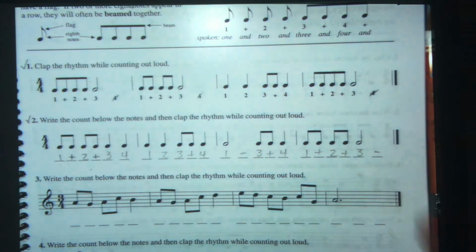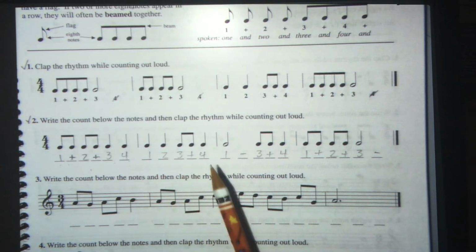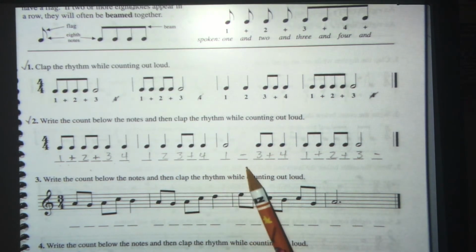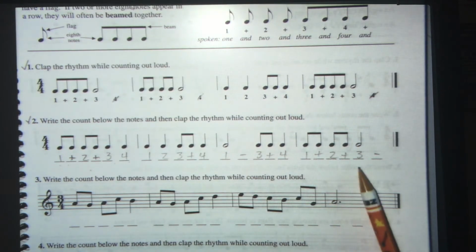We're going to clap and count that out loud together. I'll count you off. 1 and 2 and, your turn, go. And 1 and 2 and 3 and 4 and 1 and 2 and 3 and 4 and 1 and 2 and 3 and 4 and 1 and 2 and 3 and 4 and. And I hope you were accurate in your counting.